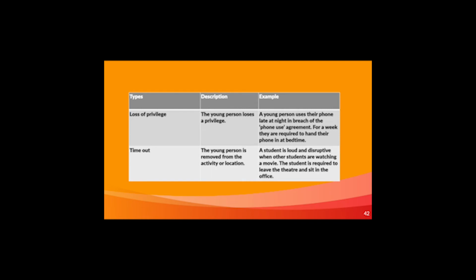Loss of privilege. The young person loses a privilege. Young person uses their phone late at night in breach of the phone use agreement. For a week, they're required to hand their phone in at bedtime. Time out. The young person is removed from the activity or location. A student is loud and disruptive when other students are watching a movie. The student is required to leave the theatre and sit in the office.